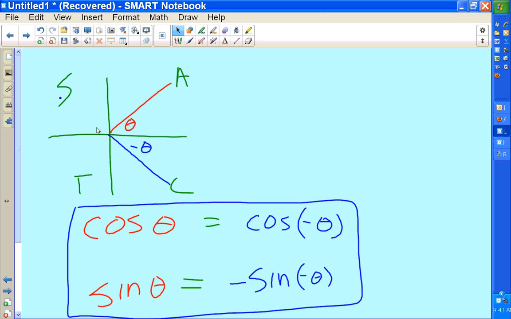Same thing with quadrants 2 and 3 for cosine. So if your theta was a quadrant 2 angle, negative theta would be a quadrant 3 angle. They would still be the same value. Whereas sine in quadrant 1 and quadrant 4, the sine of theta and sine of negative theta, are going to be opposites. The sine in quadrants 2 and 3 are opposites, not equal.